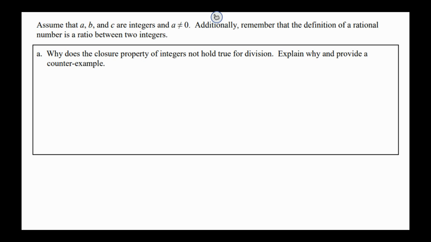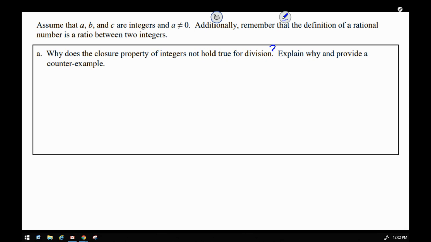And as we work through it, we're going to look at the grading rubric for each piece. Okay, so this one says, assume that A, B, and C are integers, and that A does not equal 0. Additionally, remember that the definition of a rational number is a ratio between 2 integers. Part A, why does the closure property of integers not hold true for division? Explain why and provide a counterexample. That should be a question mark.